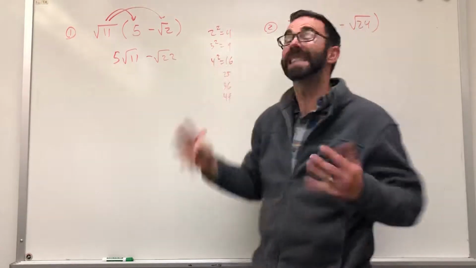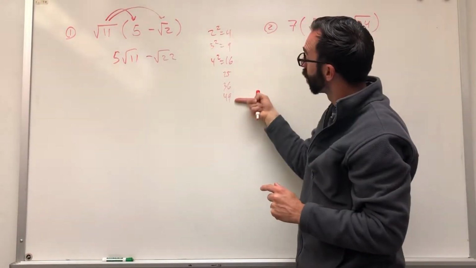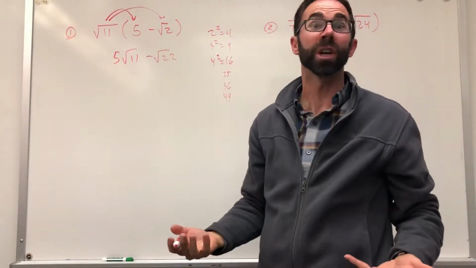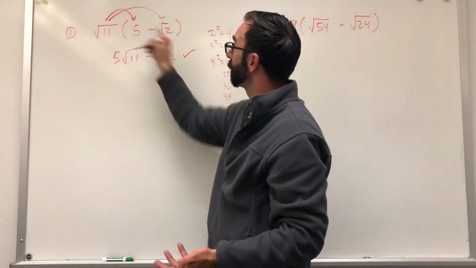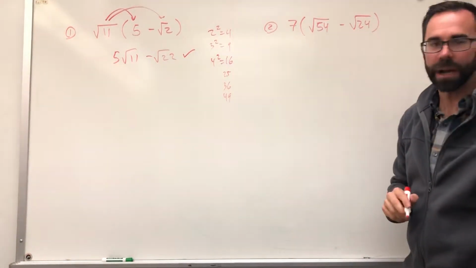So this is how you know if you're done. Do any of these perfect square numbers, can those divide into any one of these? If the answer is no, that means you're done. So this is a pretty straightforward, just a distributive property right there, all right? All right, so now we're going on to this little hairy guy.